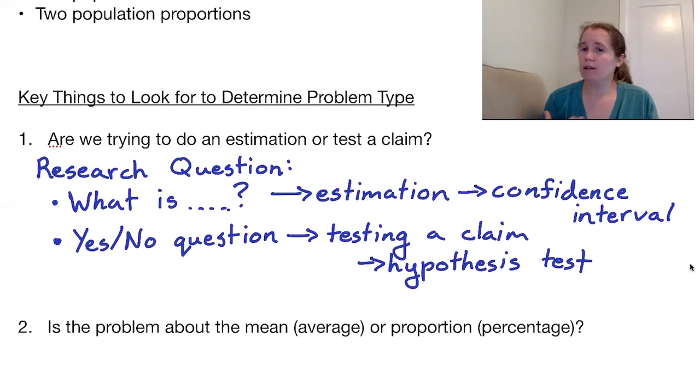If it's not worded as a research question, if it's just here's some information, find the confidence interval, the problem will usually say confidence interval. And if it is one of my more generic problem statements for a hypothesis test, it will still end in the research question. So you will know it's a yes/no question, it's a hypothesis test.